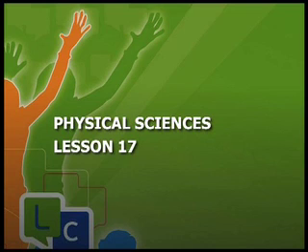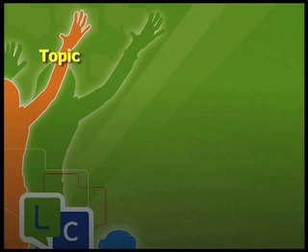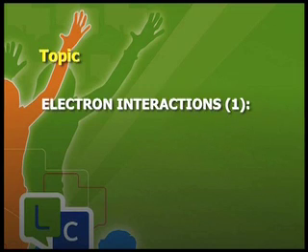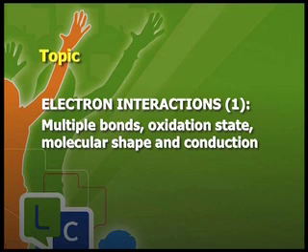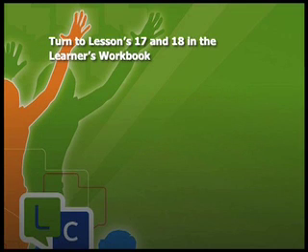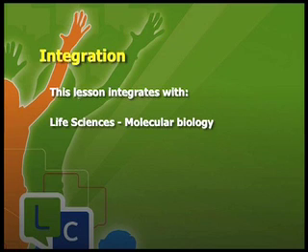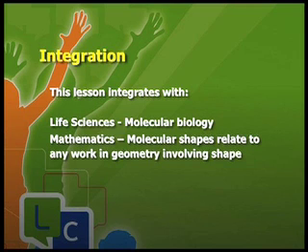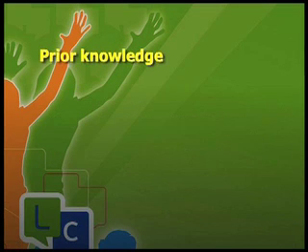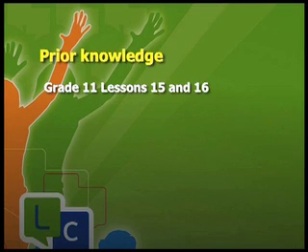Physical Sciences, Lesson 17. Topic: Electron interactions, multiple bonds, oxidation state, molecular shape and conduction. Turn to Lessons 17 and 18 in the Learner's Workbook. Integration: this lesson integrates with life sciences, molecular biology, and mathematics. Molecular shapes relate to any work in geometry involving shape. Prior knowledge: grade 11, lessons 15 and 16.